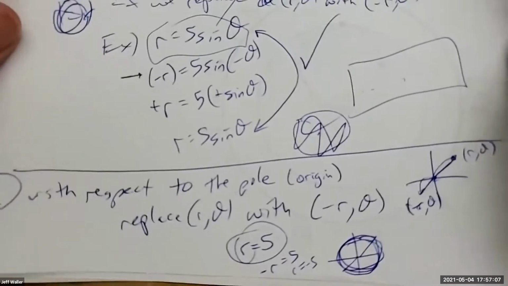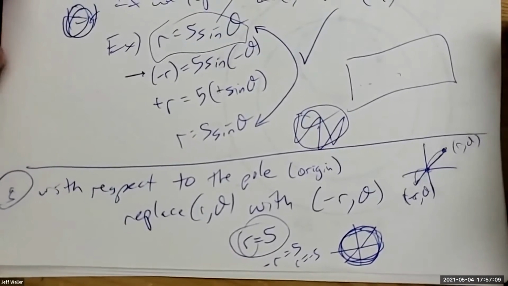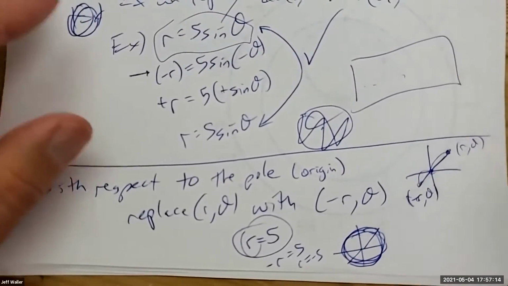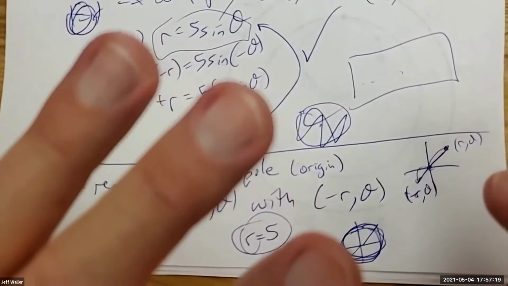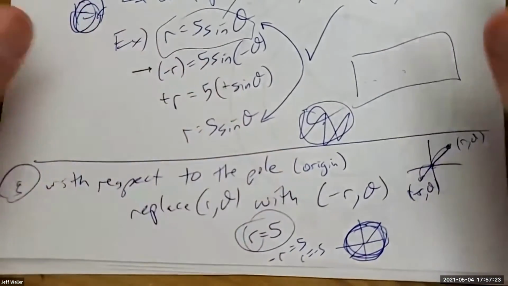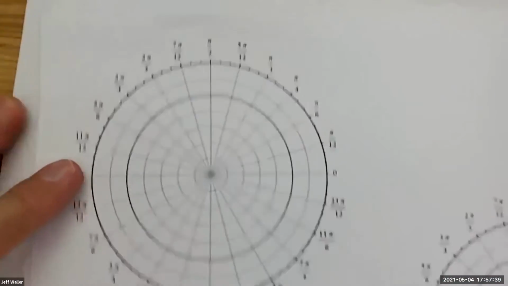So you are able to test an equation for symmetry, and what that will do for you is decrease the amount of the r theta table you have to do. All right, so let's try a funkier equation and see what happens. This is going to be exciting for me because I didn't do this ahead of time.